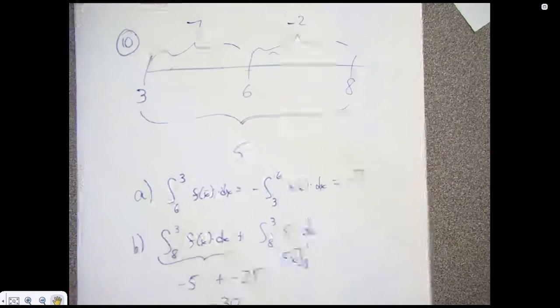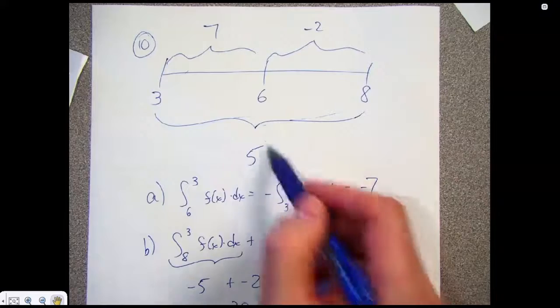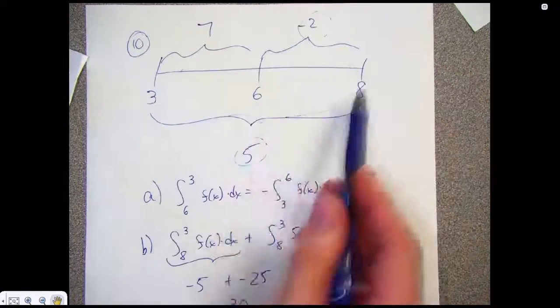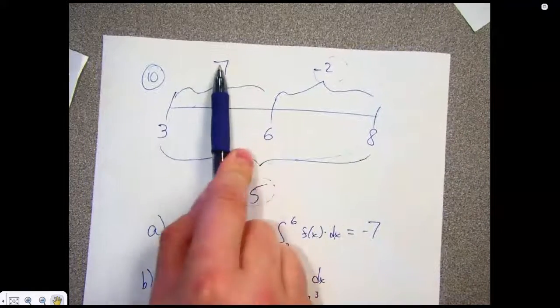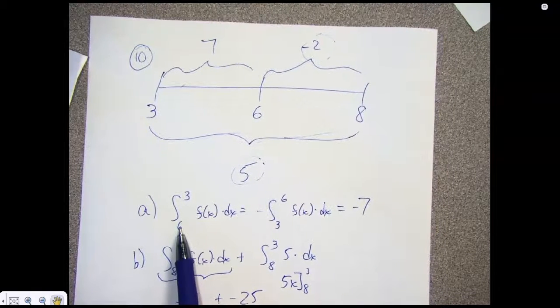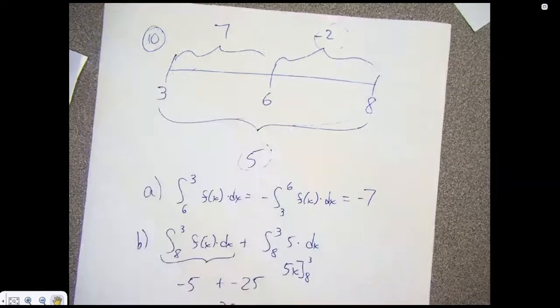And then number 10, so I gave you that this whole thing was 5, and that this piece was -2, which means the only way it fits is if this piece here is 7. In part A, I reversed the numbers, the endpoints. That means the answer is the opposite of what it is here, so it's -7.